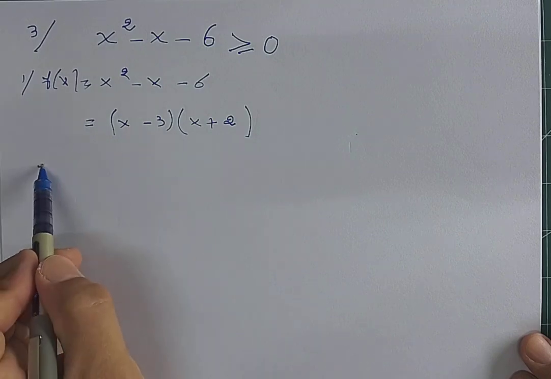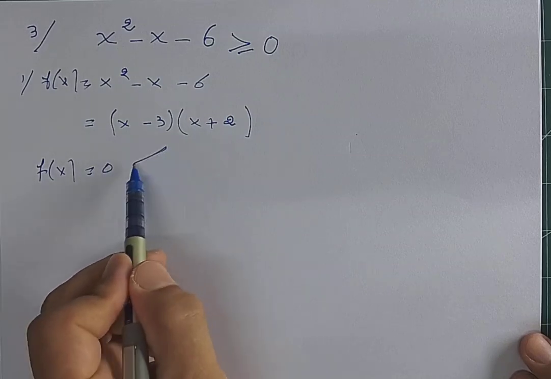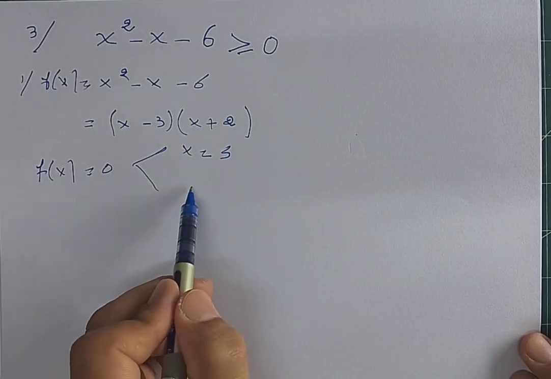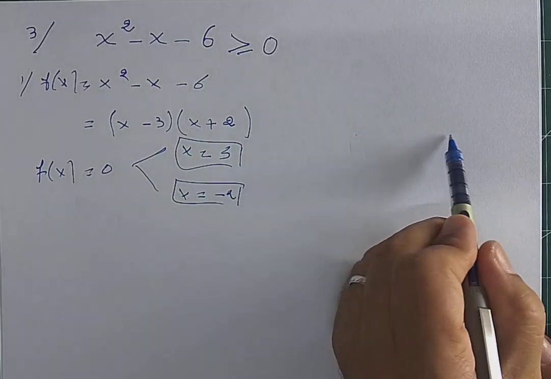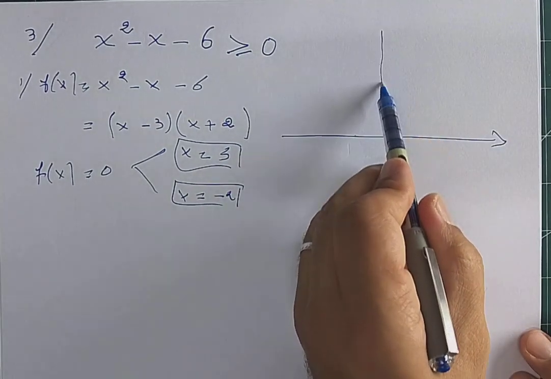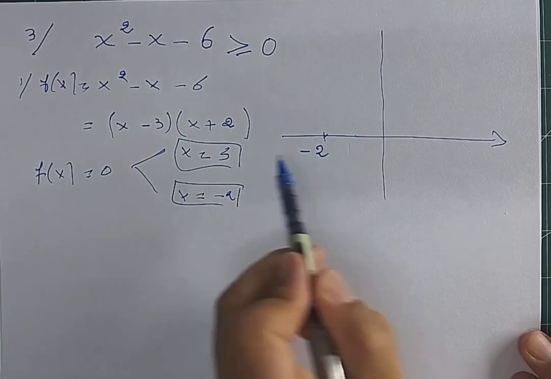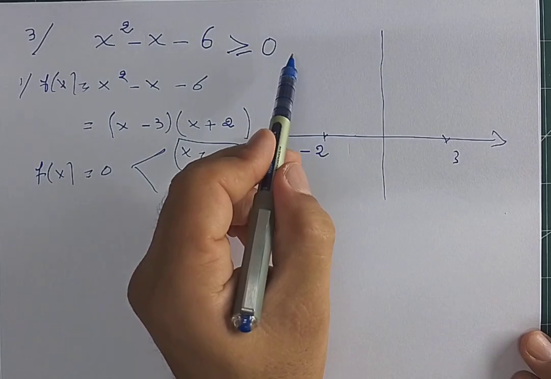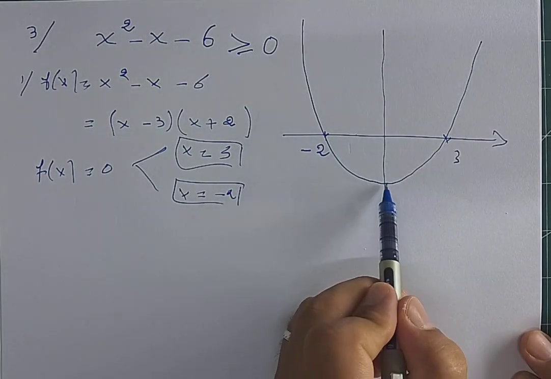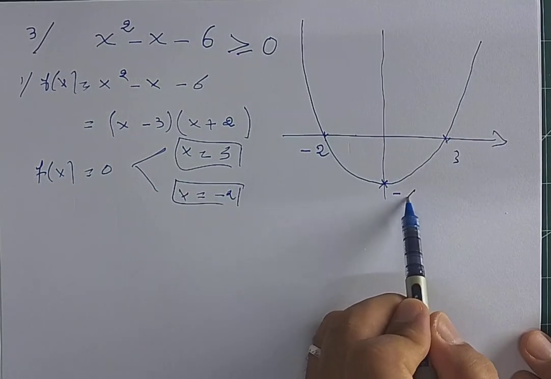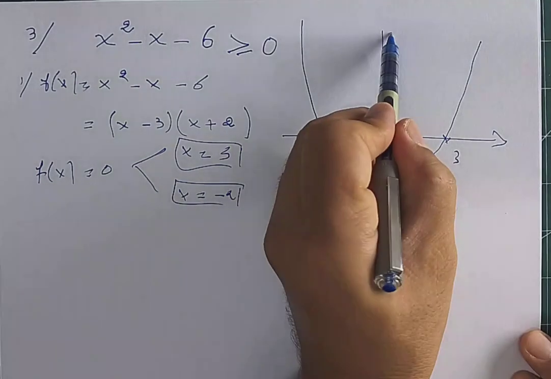So exactly. The point where it intercepts the x-axis is where f(x) equals 0. So we have here 2 points, x equals 3 and x equals minus 2. I need only these 2 points. So when you draw the graph of f, it is here at minus 2 and this 3. So the graph of f is like this. Here minus 6 is the intercept with the y-axis. So not the vertex, but the intercept with the y-axis.